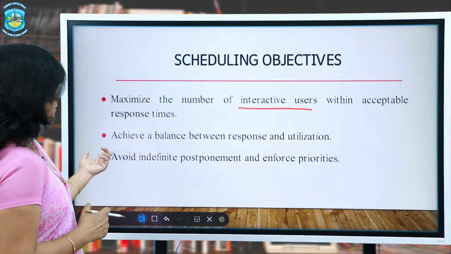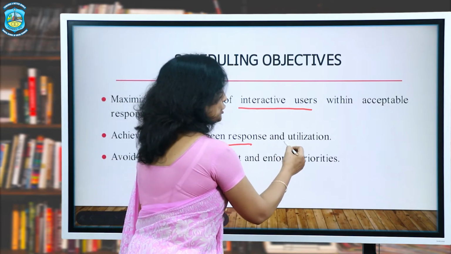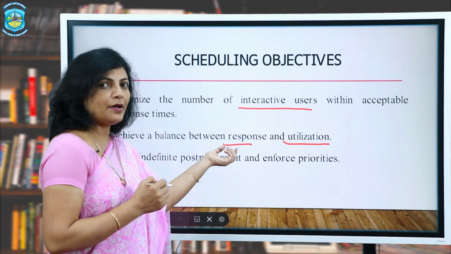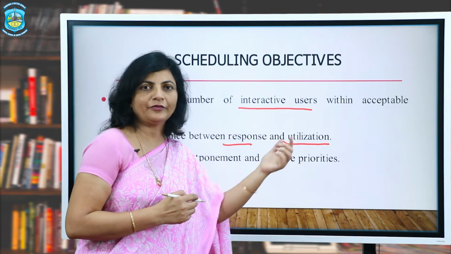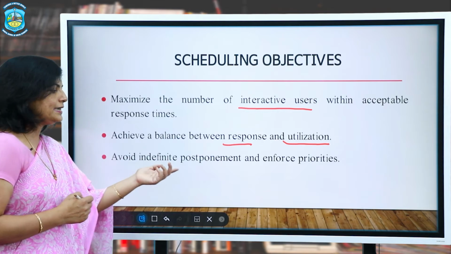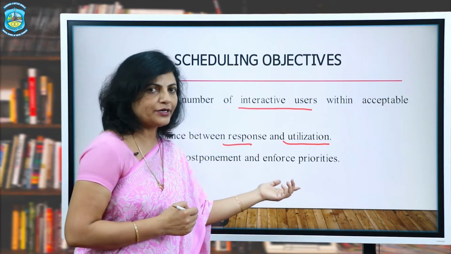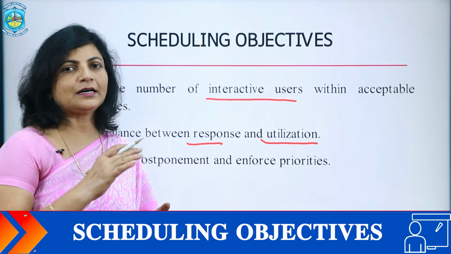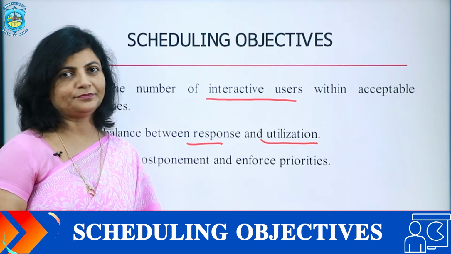The second objective is to achieve a balance between response and utilization. That means it should have minimum response time and maximum utilization of the CPU. And the third objective is to avoid indefinite postponement and enforce priorities. The operating system always gives priority-based allocation.